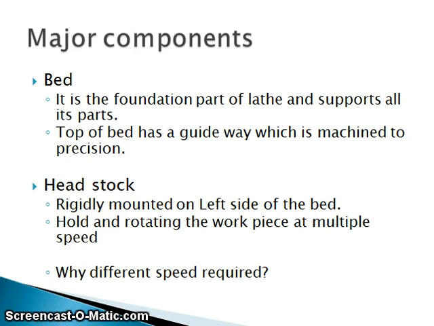The diameter of the work: turning a work of large diameter requires a slower spindle speed. Then the type of operation. Operations like turning, boring, or drilling require higher spindle speed than thread cutting, tapping, or reaming operations.